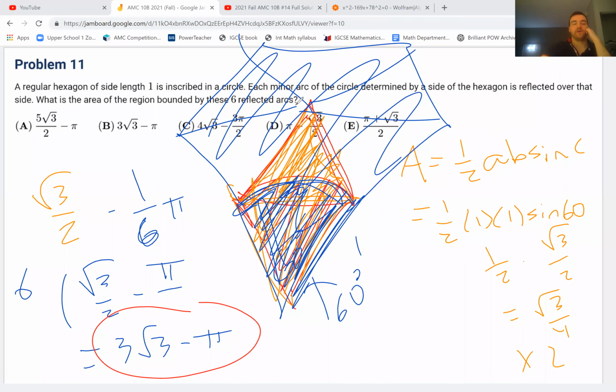It clicks on the wrong thing. 3 square root 3 minus pi, which would be choice B. So the answer for 11 is choice B, right? I thought that one really wasn't too hard, right?